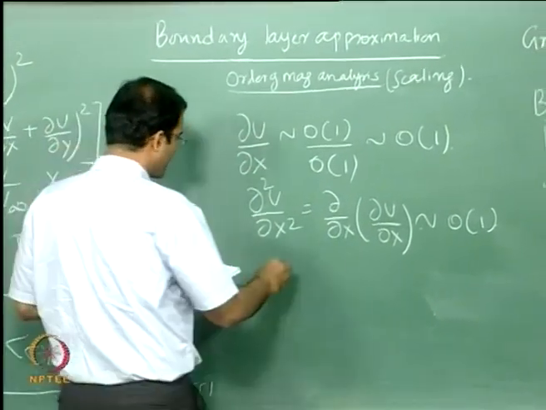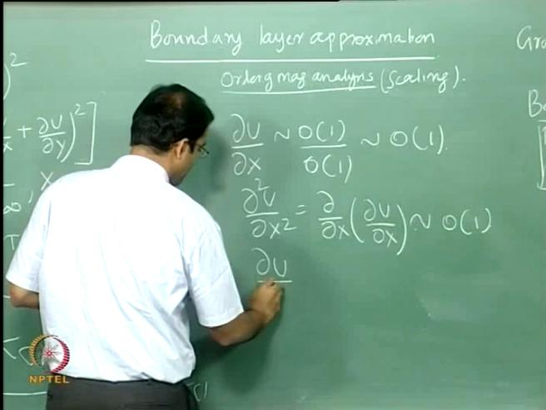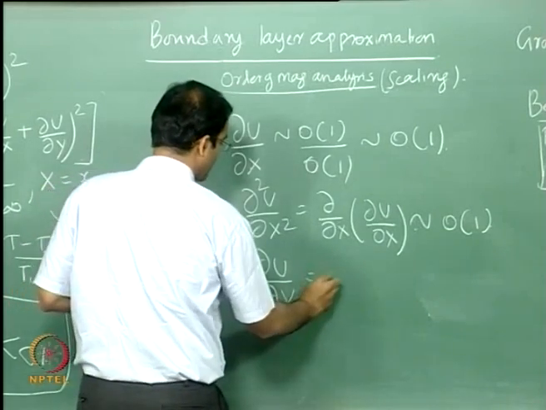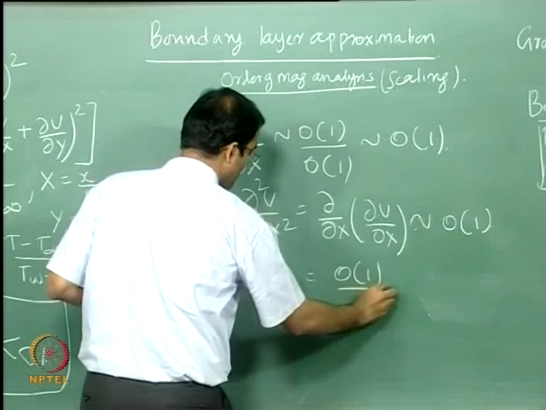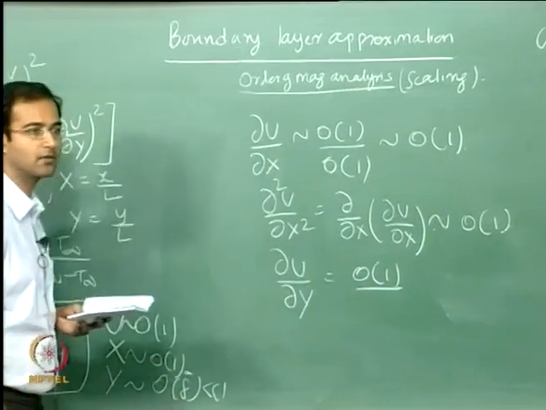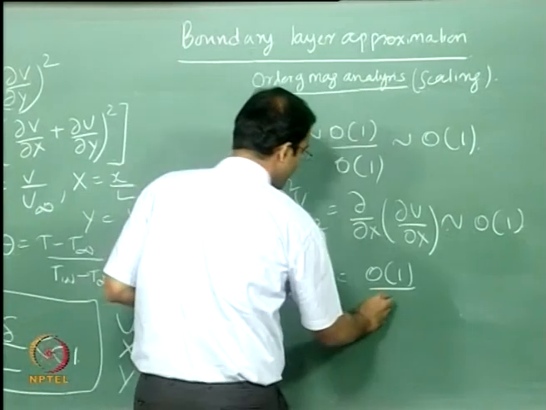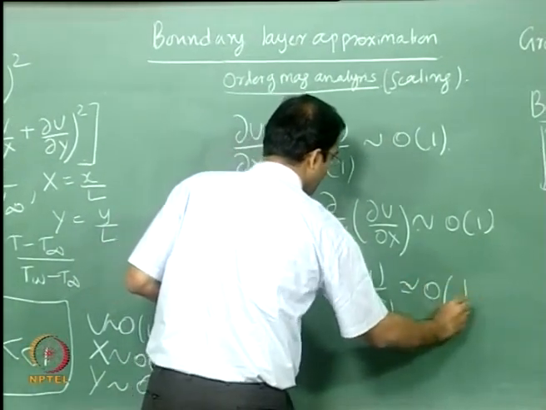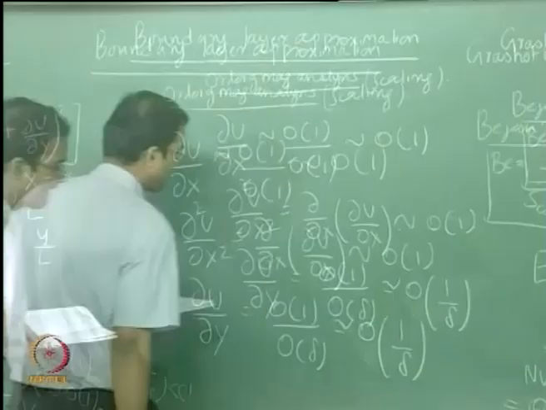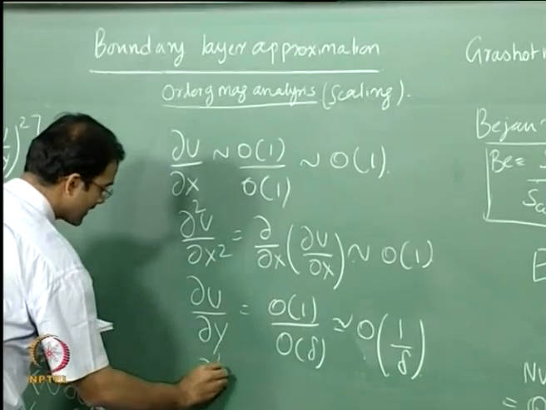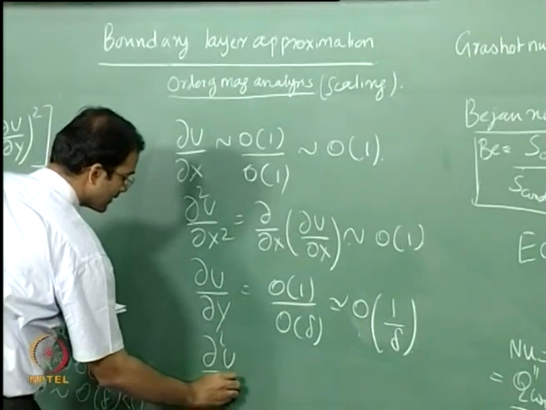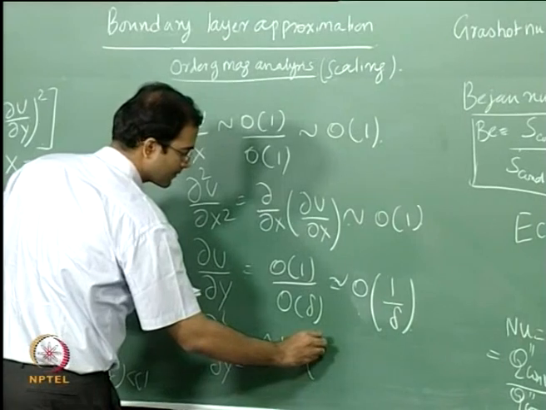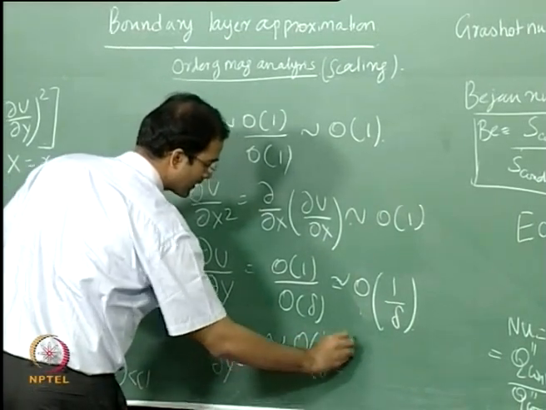Similarly we will do that in all the directions. So you have du/dy. u is of the order of magnitude 1, y is of the order of magnitude of delta. Therefore this will be of order of magnitude 1 over delta. Similarly your d²u/dy² will be of order of magnitude 1 by delta squared.